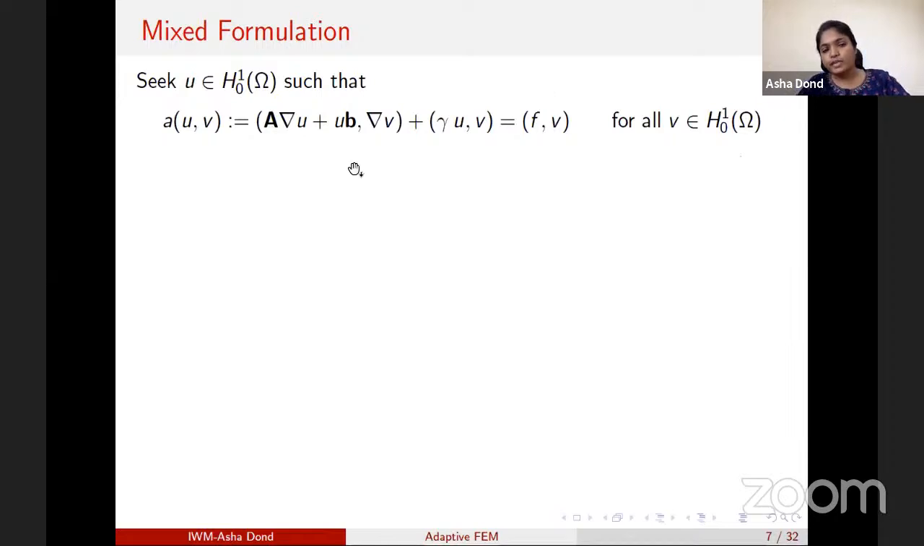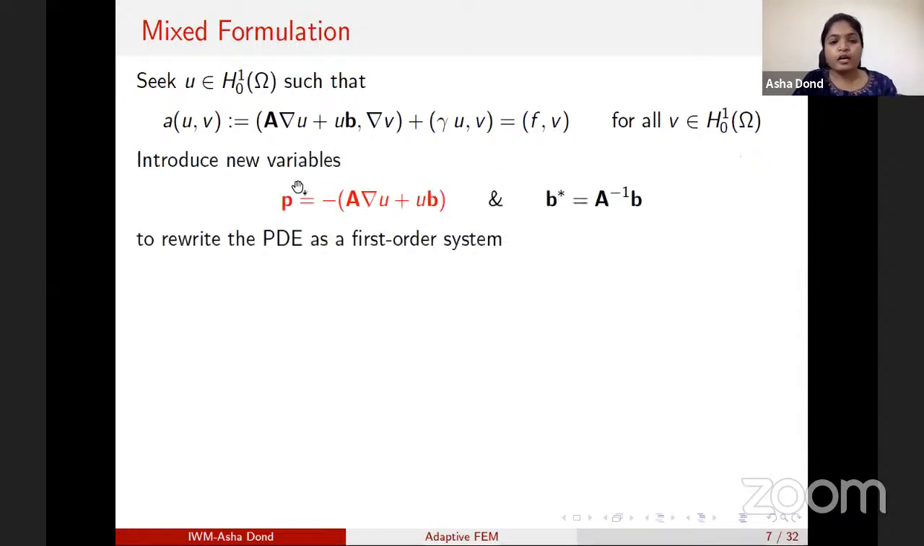But in many applications, we are interested in the solution u, but sometimes we are also interested in the flux variable. For example, here the flux variable is p, where minus p is equal to A gradient u plus u b. At a time we want a good approximation for the displacement and also the flux. If we just go with the standard finite element method, then we will get a good approximation for the displacement u, and then to find the flux we have to take the differentiation of u. Suppose we have a piecewise linear approximation; if you take the gradient of u, it will give a suboptimal convergence rate.